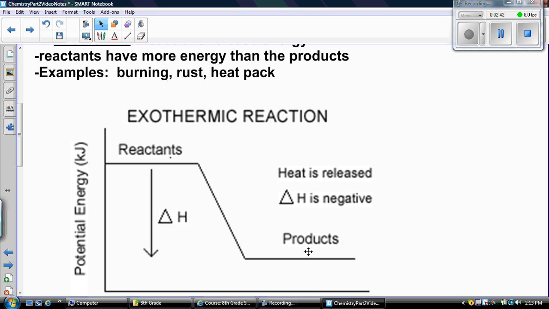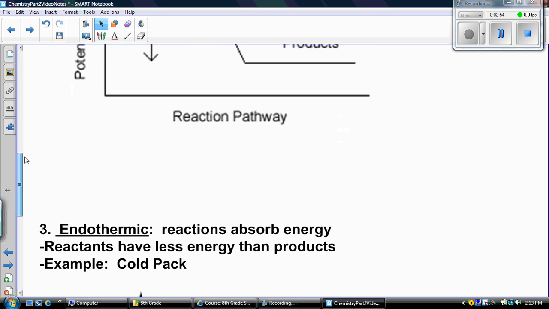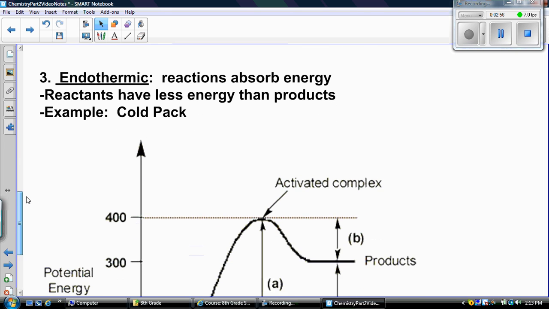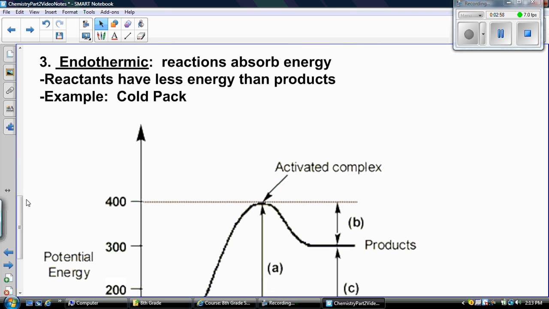The reactants inside a heat pack have more energy, and when they react, they release that heat energy, so the products have less. So that's an exothermic reaction. An endothermic reaction does the opposite. Reactions absorb energy. So the reactants have less energy than the products.